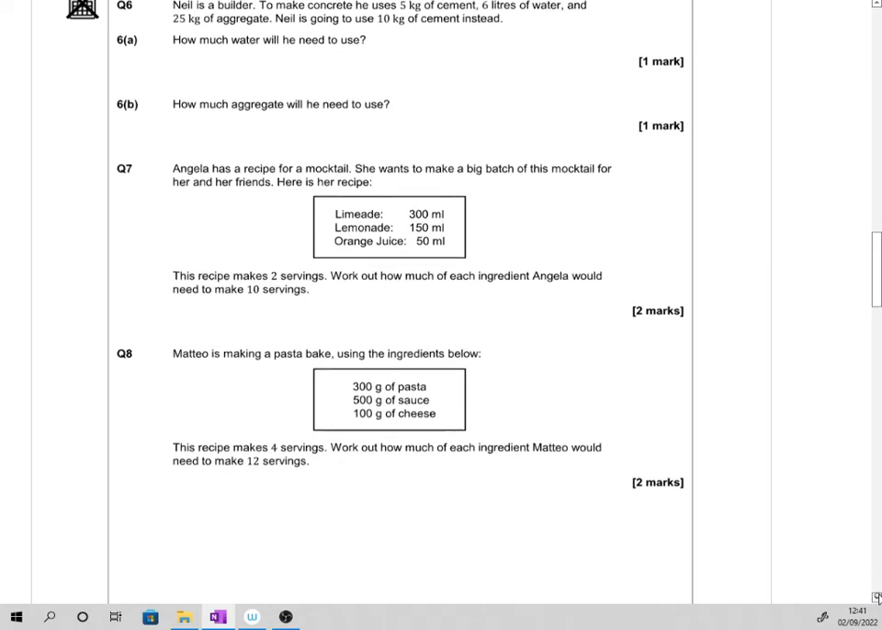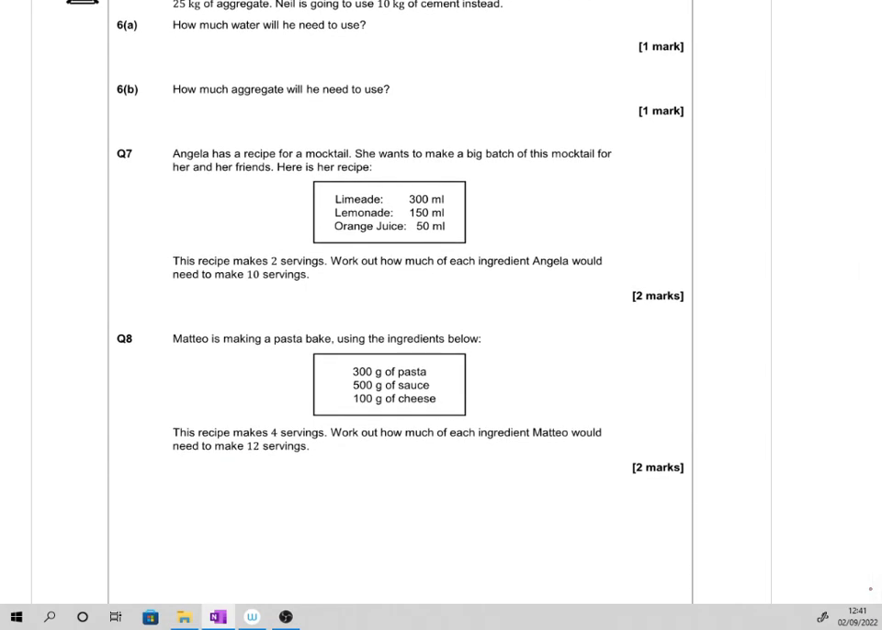Again, pause, have a go, see what we get. Neil is a builder. To make concrete, he uses 5 kilos of cement, 6 litres of water, and 25 of aggregate. He's going to use 10 kilograms of cement instead. How much water will he need to use? Well, 10 over 5 equals 2. So it's 2 times as much. So the water is 2 times 6 litres, which is 12 litres of water. Aggregate, 2 times as much as 25 kilograms, will equal 50 kilograms.